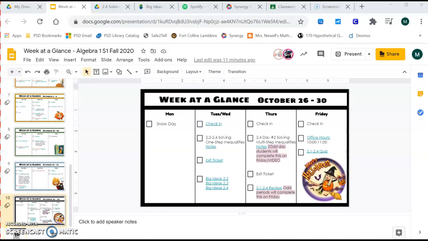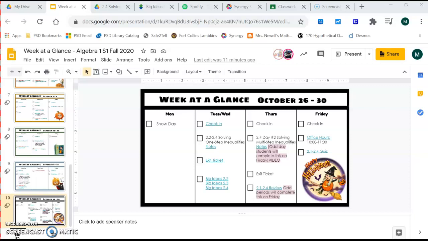All right, so today what we're going to do is go over the 2.4 day 2 notes. This is what we would have done originally on Tuesday for odd periods, but because we had our snow day, we need to get caught up on Friday and do this lesson virtually.